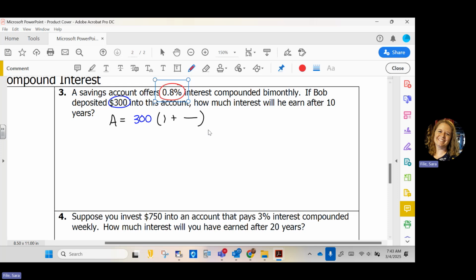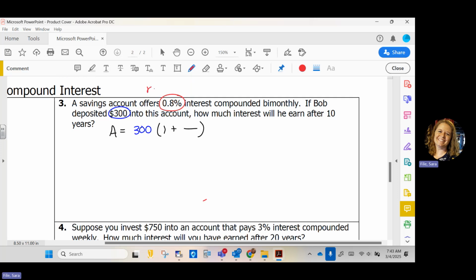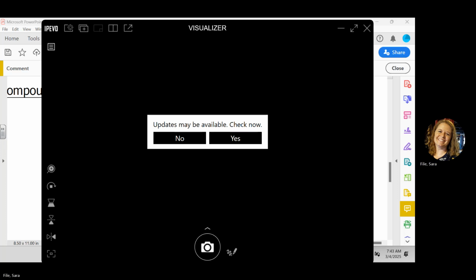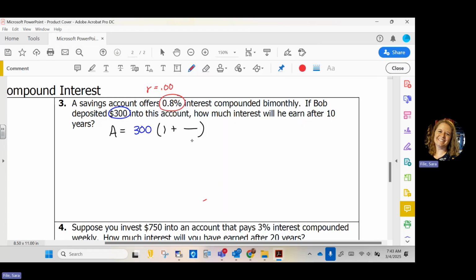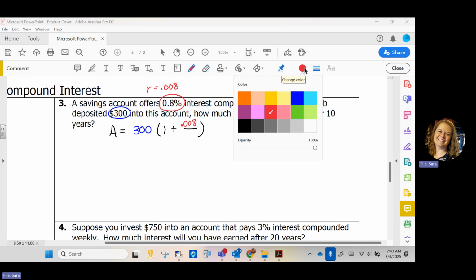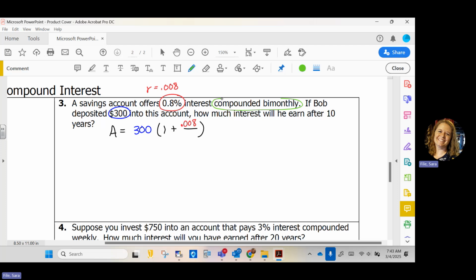So what is this going to be? 0.008. Whoa. I don't know why that's trying to happen. 0.008. All right. Compounded bi-monthly. Got to interpret that. Bi means twice, right? 2. So if it's 2 times a month, how many times a year is that? 24.